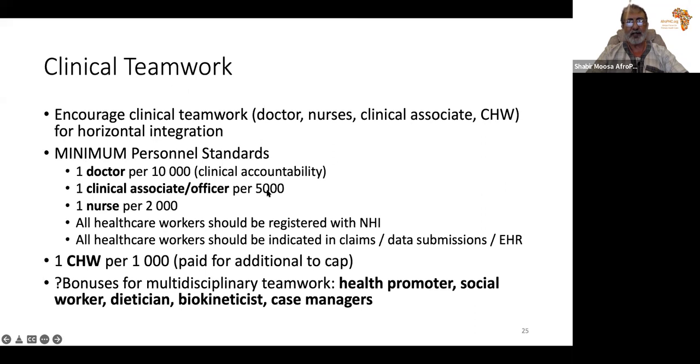We also suggested clinical associates, which were a growing phenomenon, and that's probably some deficit there. It might mean that it's a PHC nurse, and in South Africa, that's possible. In other parts of Africa, it might be different. And also a nurse per 2,000, which could be a mix of nurses. And there is also a community health worker per 1,000, which is an important part of it. So all of this needed to be integral to the teamwork and the contract, and any clinic needs to have this team to work with and needs to build up.